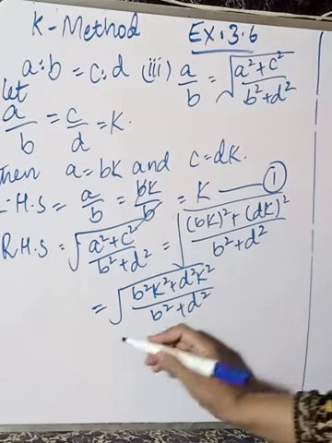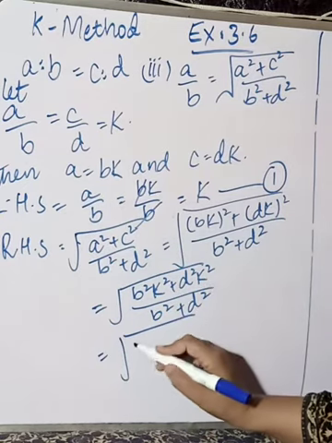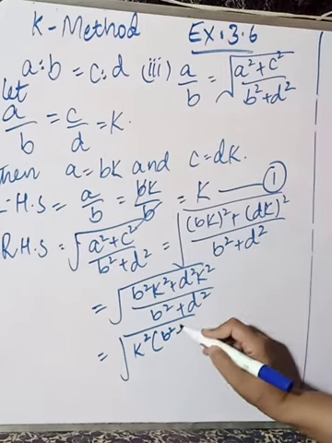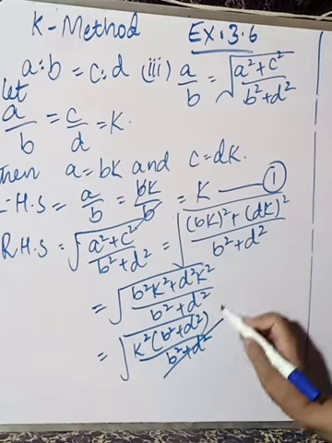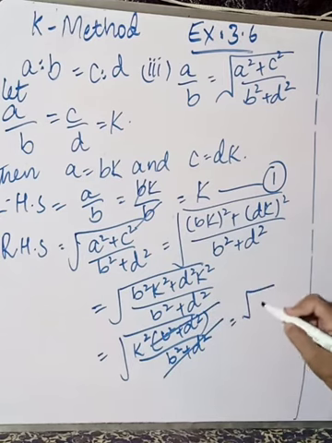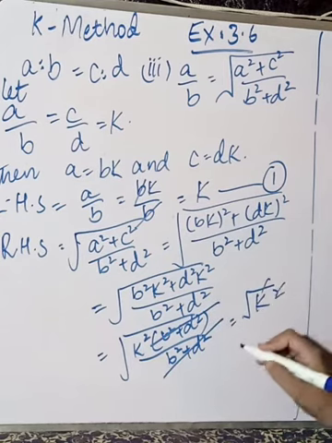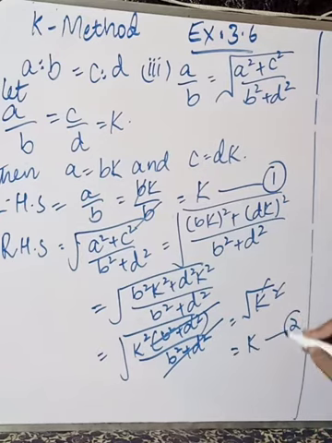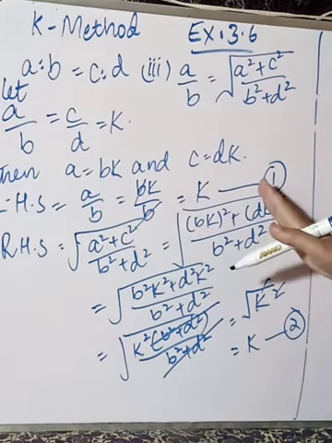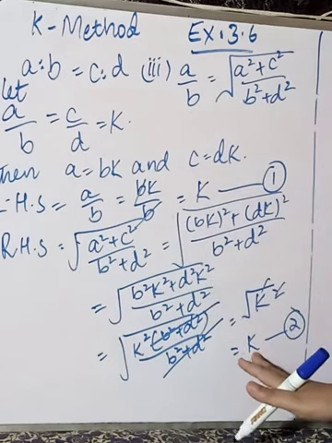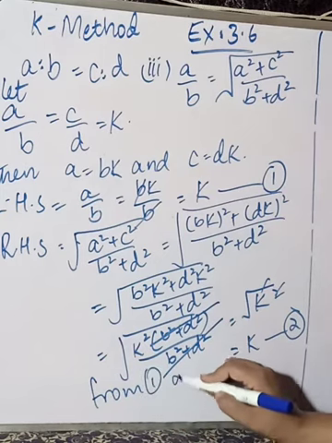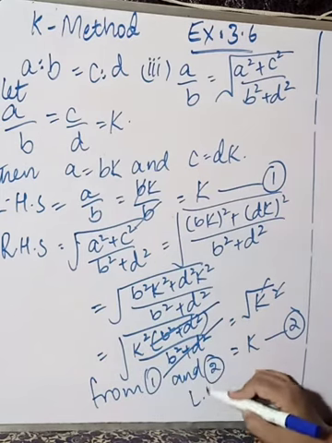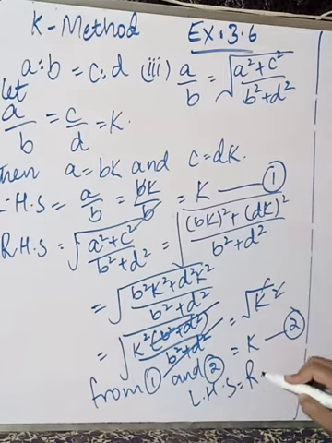Take k square common from the numerator, so I am left with b square plus d square divided by b square plus d square. Here they both will be cancelled out. I am left with only the square root of k square. Square and root are cancelled. I am left with only k. So left hand side was equal to k, right hand side is also equal to k. So from 1 and 2, left hand side is equal to right hand side. So I hope that it's clear to you.